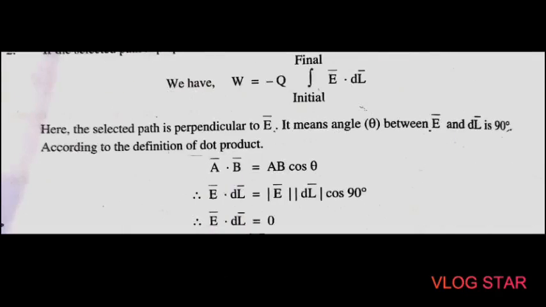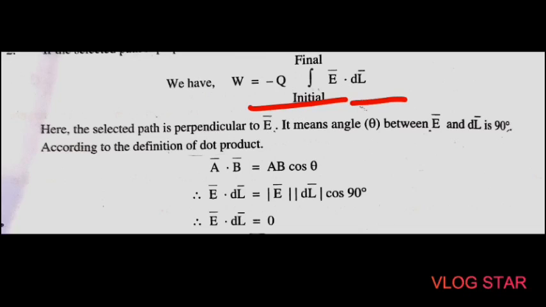Okay, so there are some observations about this work done. If you observe this equation, then we can say that the work done in moving a point charge from one position to another position in the presence of an electric field is independent of the path followed. That means if the selected path is perpendicular to E bar, then the work done is 0. That is, W is equal to minus Q integration from initial to final of E bar dot dl bar. This is our work done equation.